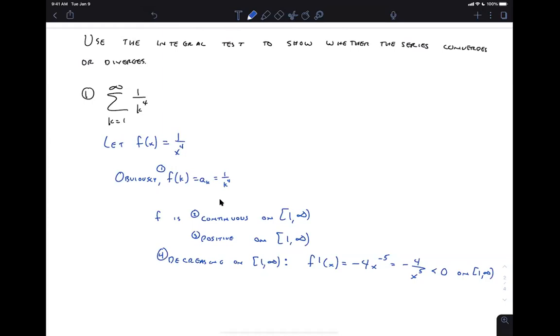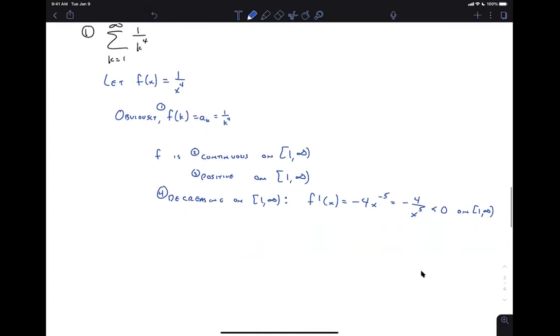So if we're going to use the integral test, you say, okay, first, the function and the sequence are the same. Second, the function is continuous. Third, the function is positive. Fourth, the function is decreasing. Then the integral from 1 to infinity of that function, if this converges, then the original series converges. If this diverges, then the original series diverges.